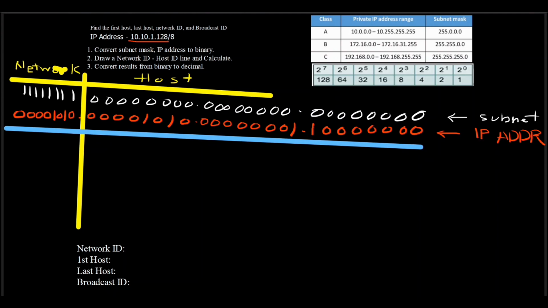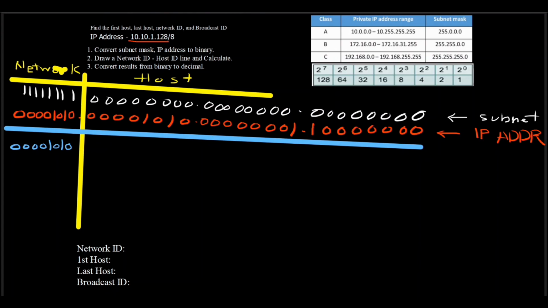So here I'm going to start by finding my network ID. So the network ID, basically what you're looking for in the network part, you're going to put the same exact number here. So you don't need to change anything in the network portion. So here is going to be 0 followed by 4 zeros, which is 10. However, we're going to change in the host portion.